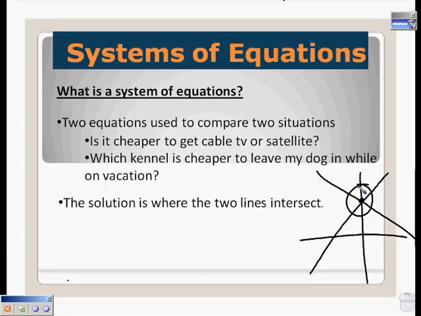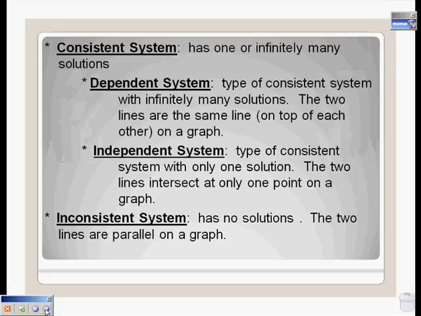So whenever you have a problem throughout this chapter that says solve the system of equations, we're going to talk about a bunch of different ways to solve it. But you're always looking for that point where those two lines intersect. It's really important to understand that that's what you're looking for. Alright, I'm going to give you some time to copy all this down, and then I'm going to discuss it.